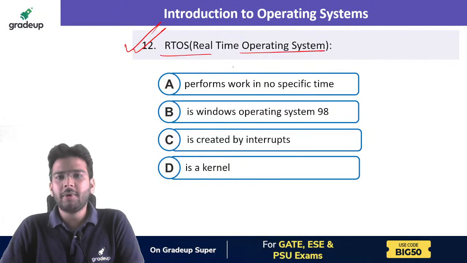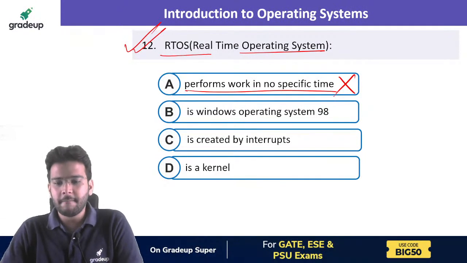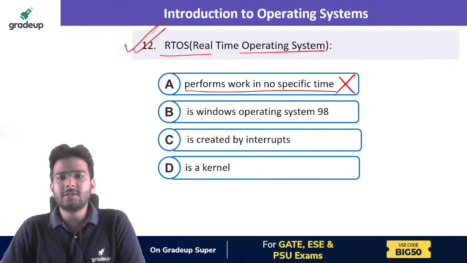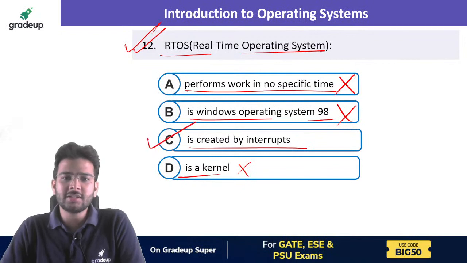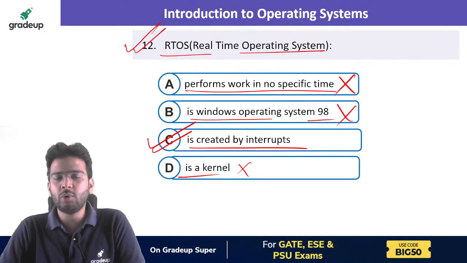RTOS, real-time operating system, performs work in no specific time. No, it performs work in a specific time. It meets the deadline, right? So is it Windows operating system 98? No, definitely not. Is it a kernel? No. Is it created by interrupts? Yes. Whenever you want to implement a real-time operating system, you need interrupts.